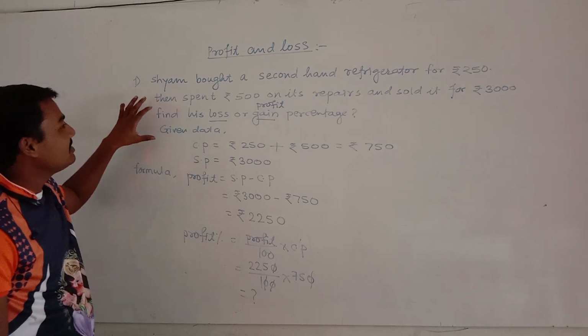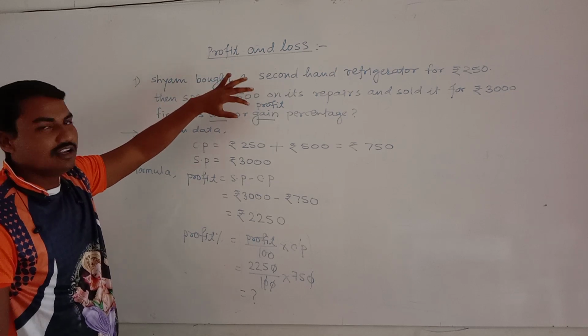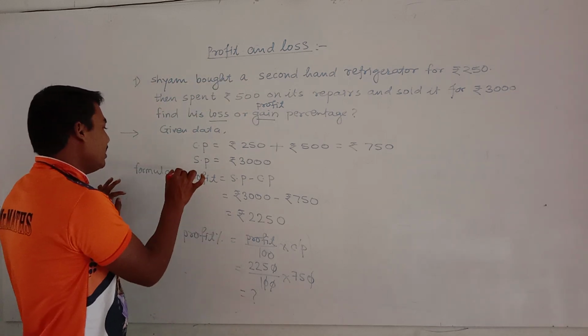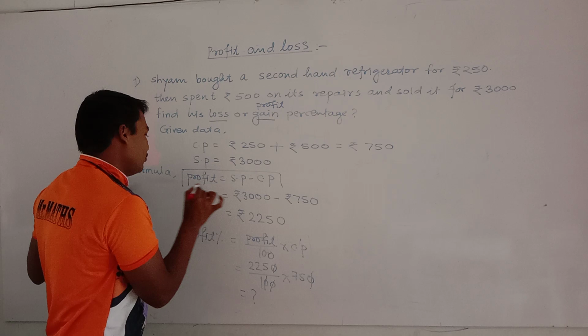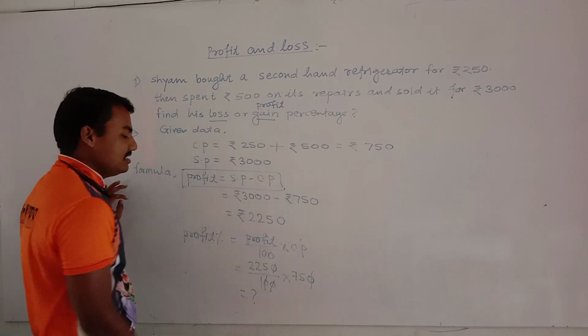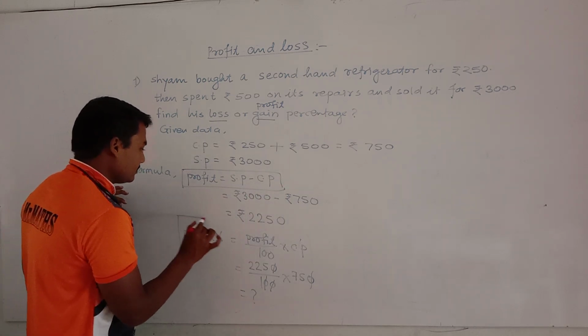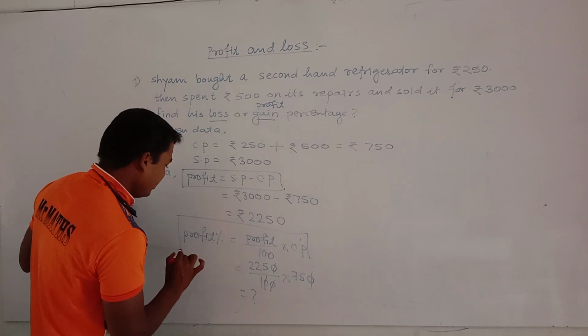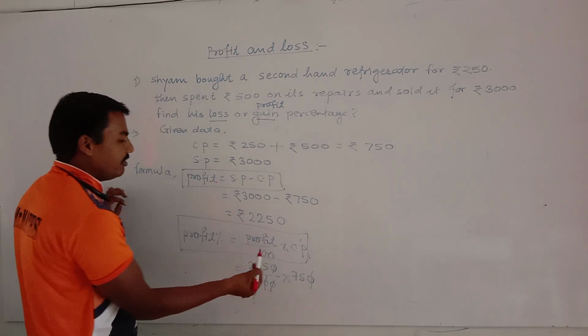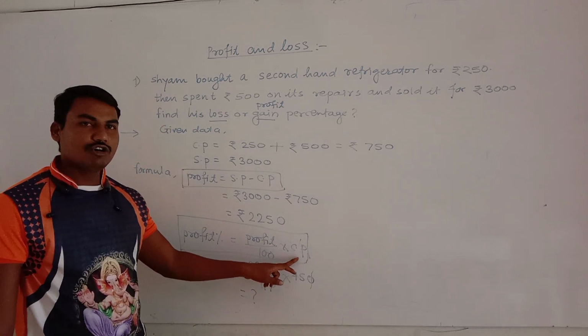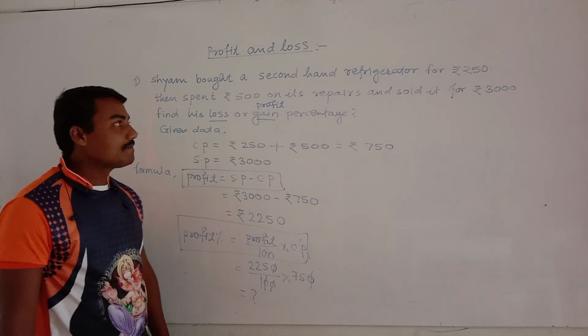Okay, so very simple numerical on profit or loss. Only two formulas we have used here. Profit is equal to SP minus CP and second formula, profit percent is equal to profit upon cost price into 100. Okay.